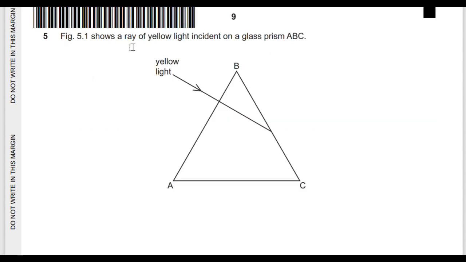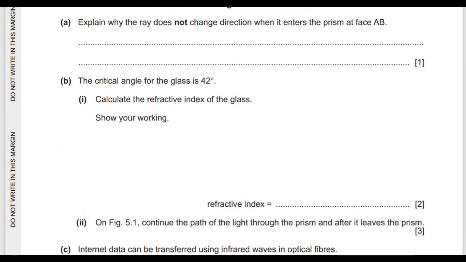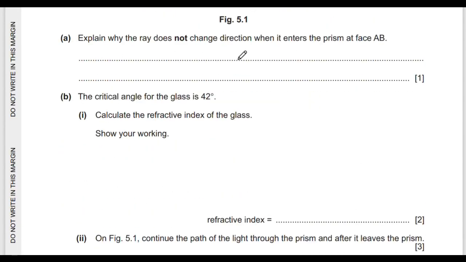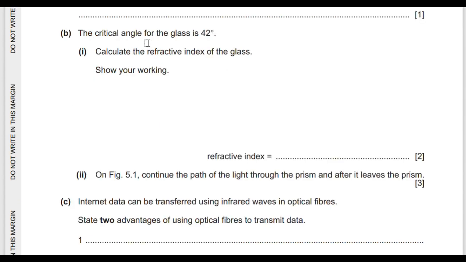Question number 5 says figure 5.1 shows a ray of yellow light incident on a glass prism ABC. There is a yellow light which is coming towards this prism, and it enters straight into the prism because it is parallel to the normal, or we can say it makes 90 degrees with the plane of the prism. The first question says explain why the ray does not change direction when it enters the prism at the face AB. The reason is that it is parallel to the normal, or making 90 degrees with the plane of the prism.